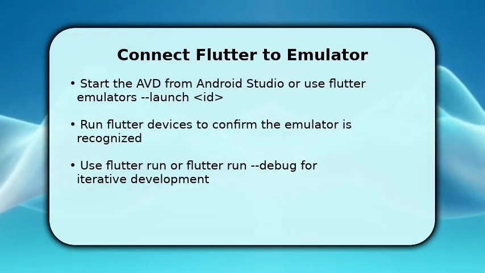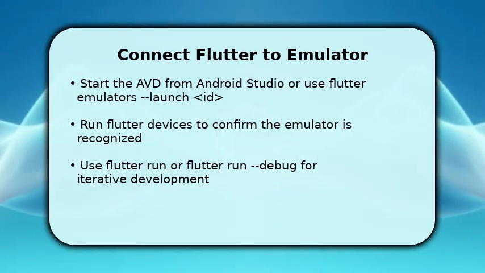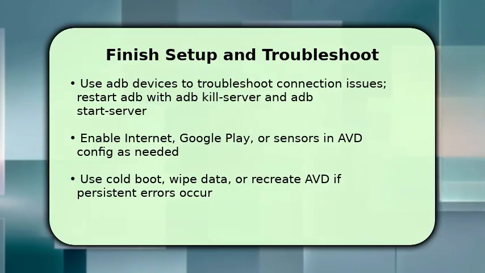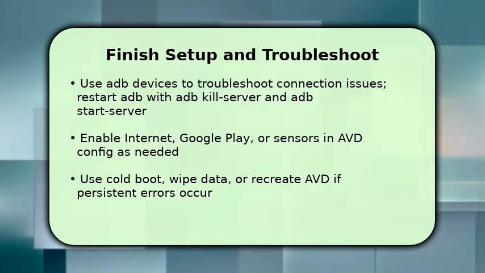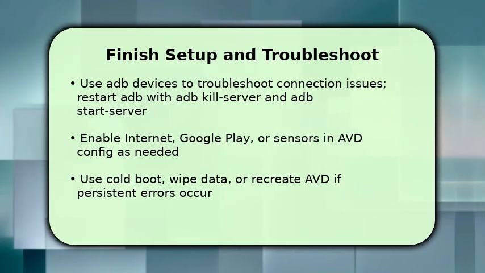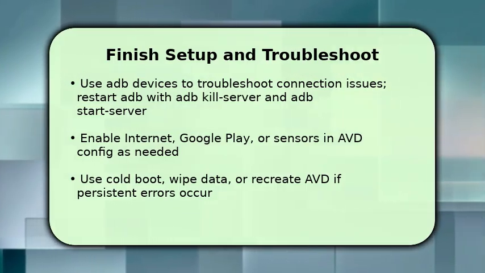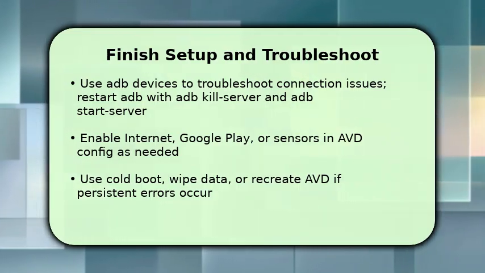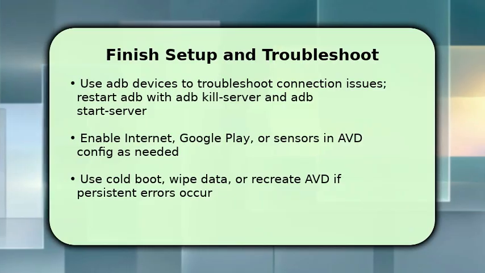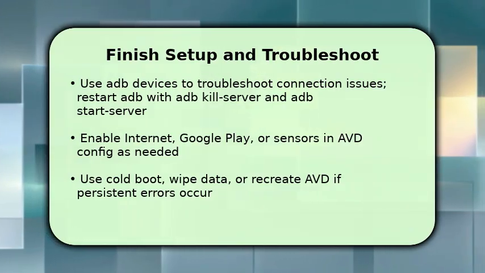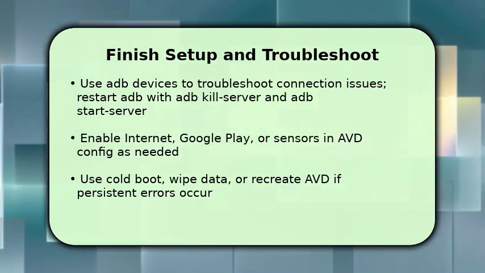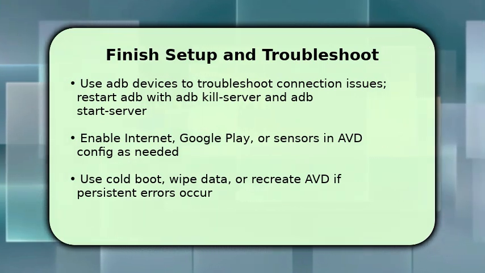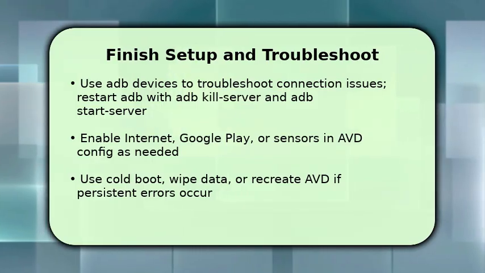To finish, verify connectivity and behavior. Run adb devices to see a connected emulator. If it's offline, restart adb with adb kill-server and adb start-server. Make sure the AVD has required features like Google Play or network access enabled in its configuration so your app behaves like a real device. If installations fail repeatedly, perform a cold boot or wipe data. And as a last resort, recreate the AVD. This clears corrupted images and resolves most emulator issues.